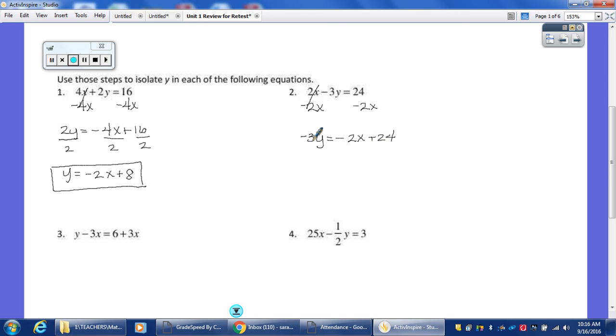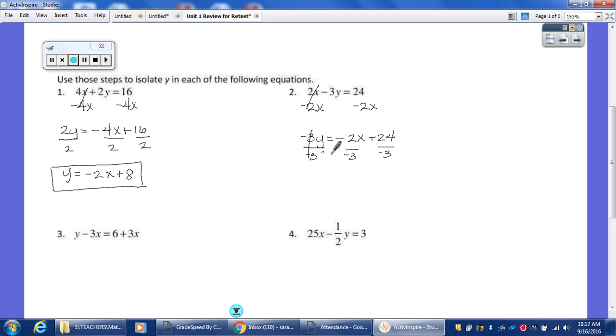Alright, and so I've got negative 3y is equal to negative 2x plus 24. I have gotten y alone, which is awesome. But now I need to get rid of the negative 3. That negative 3 is a coefficient, and I don't want that there. And so what we do is we divide every term by negative 3.